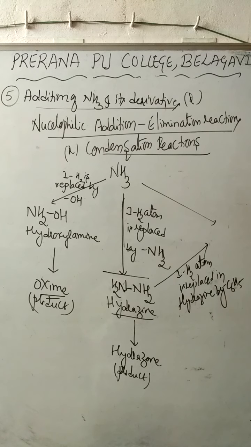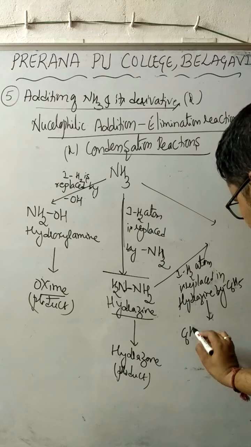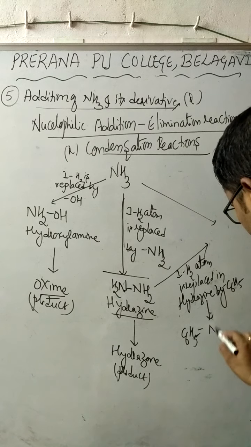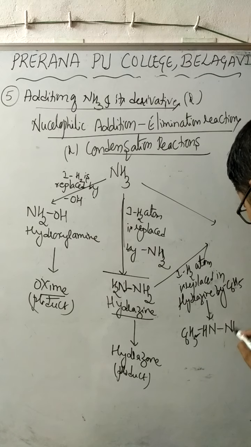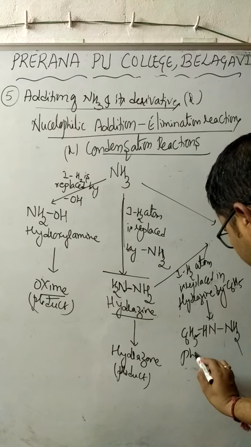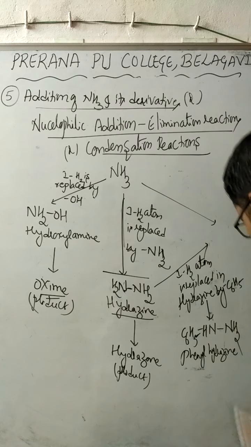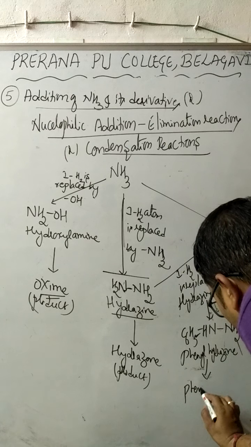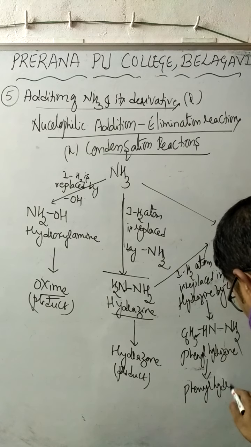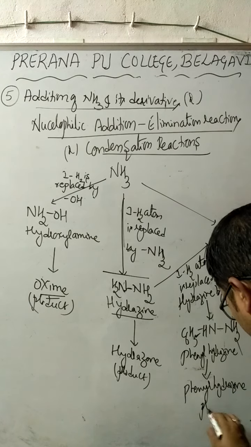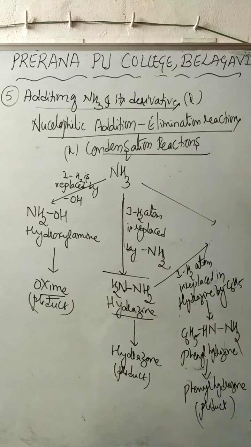So that is the third derivative, and this third derivative is written by the formula C6H5 with NH, with a single bond, NH2, and this particular derivative is called phenylhydrazine. When this phenylhydrazine is involved in a chemical reaction, the product which is obtained is called phenylhydrazone.